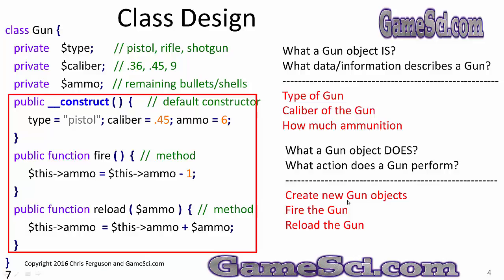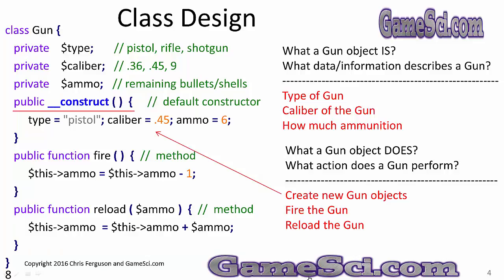Those are the variables. What do I want this object to do? That list is the methods. I want to be able to fire a gun, so I need a fire method. I want to be able to reload a gun, so I need a reload method. Let's look in a little detail here. My method to create a gun object is a PHP 5 style constructor.